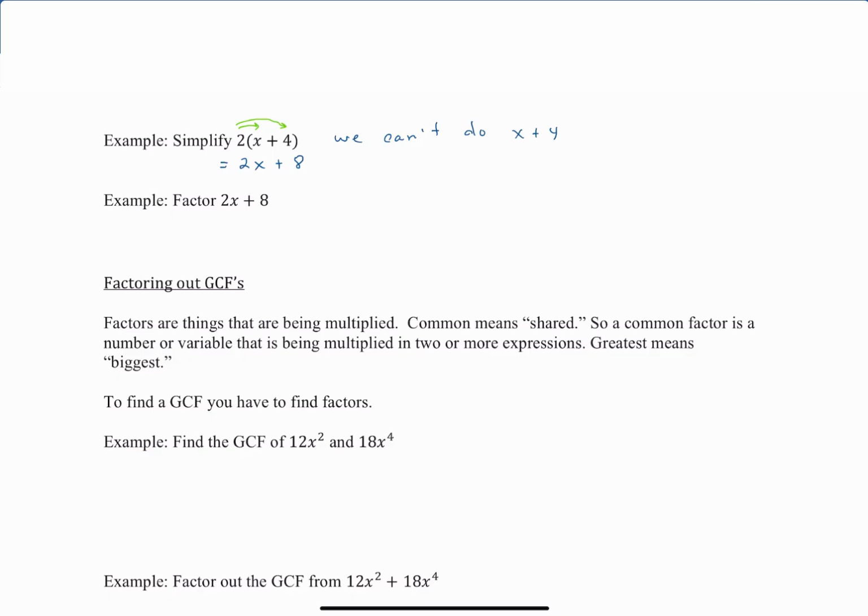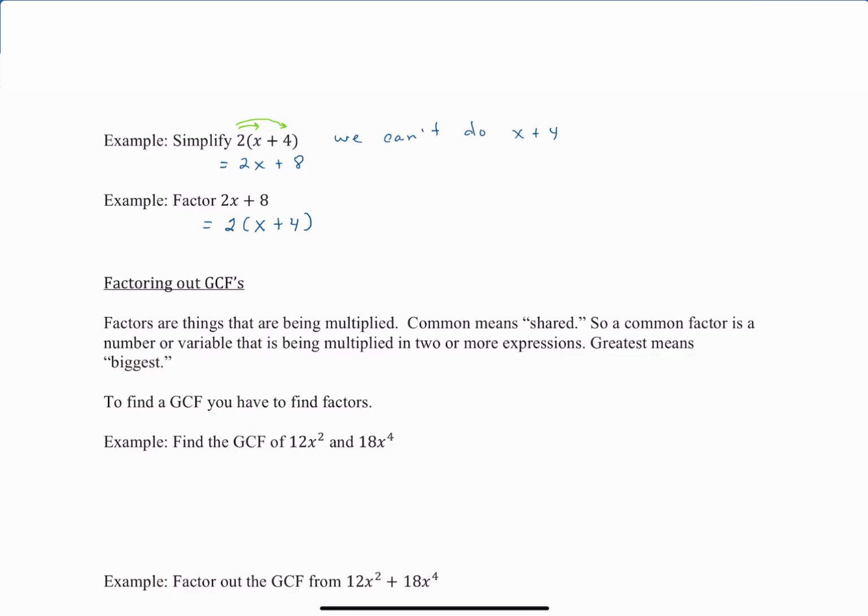Remember, factor means to take something and to write it as a multiplication problem. So in this case, we would say, oh, this was the answer to the multiplication problem, 2 times (x plus 4). Again, we have two ways of writing this expression, 2x plus 8 and 2 times (x plus 4). They're equal to each other. They're just two ways of writing the same thing. One way is simplified, the other way is factored.